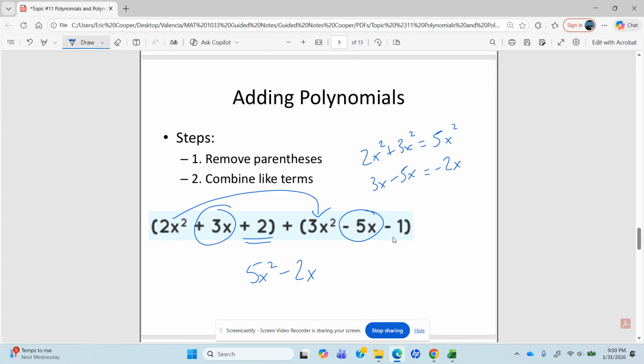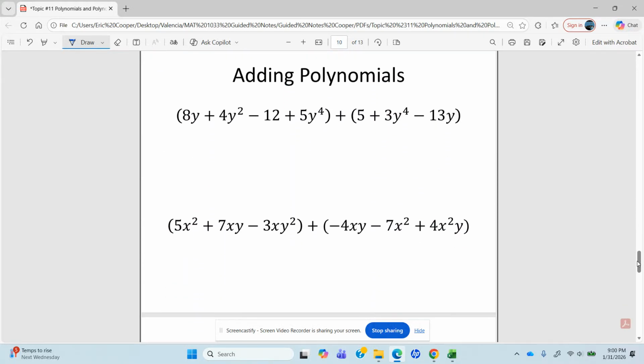Then we have the constants. 2 minus 1 gives me a positive 1. Nothing here to combine. I've got an x squared, an x, and a constant. So this will end up being my final answer. When we go through and add polynomials, we're simply combining like terms.